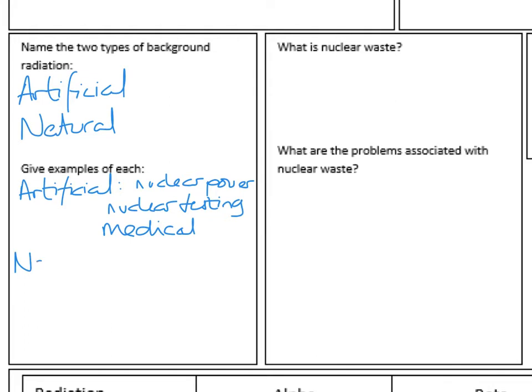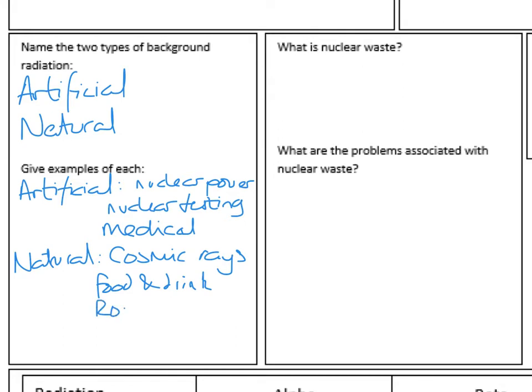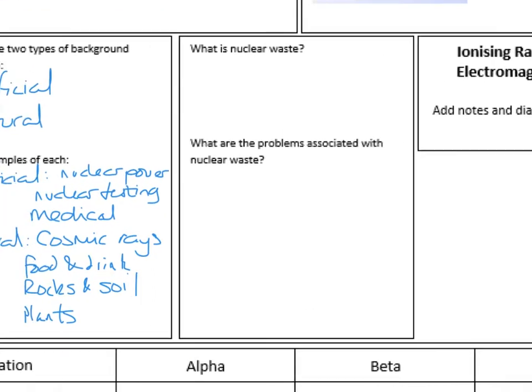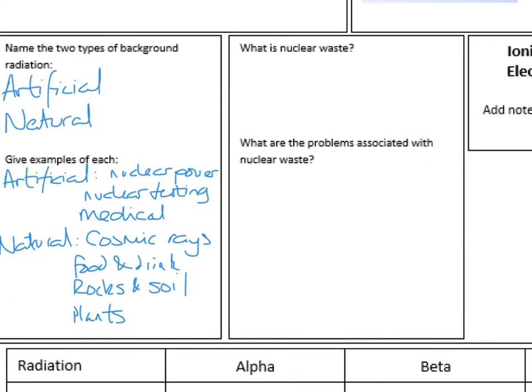Okay, natural. So we get cosmic rays that come from stars in space. Okay, we get food and drink. Rocks and soil. And plants. Okay. So, nuclear waste now. Materials left over from testing in nuclear energy, okay?